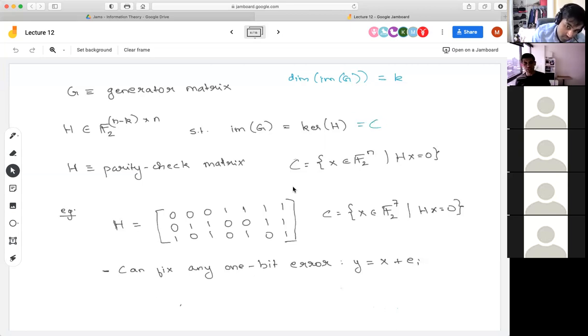So our code now, instead of being the image of G, can also be thought of as the kernel of H. This has a nice property that, as the name suggests, instead of encoding a message, if I gave you a code word and you wanted to quickly check if it's valid or not, that's very easy. Just multiply it with H, see if you get 0. The code is equal to the kernel, so something is in the code if and only if H times x is 0. So C is equal to the set of all such strings. That's a very easy way to check if something is a valid code word.